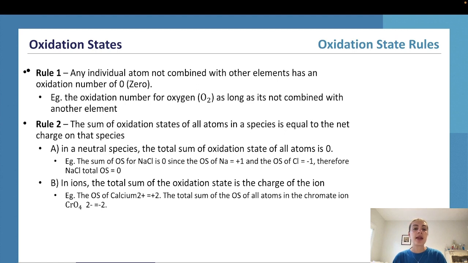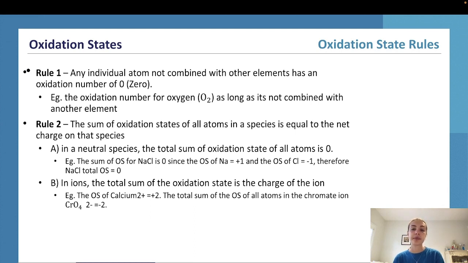Our second rule is that the sum of oxidation states of all of the atoms in a species will be equal to the net charge on that species. There's a part A and a part B to this rule, just because there are different ways we can consider this for both a neutral species and for ions. In a neutral species, the total sum of the oxidation states of all of the atoms is going to be 0. So for example, if you have something like NaCl, sodium chloride, because it doesn't have a charge, it's not an ion, it's going to have a sum of oxidation states of 0 in total.